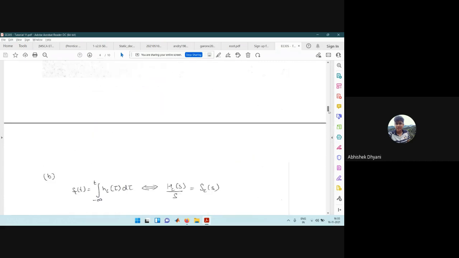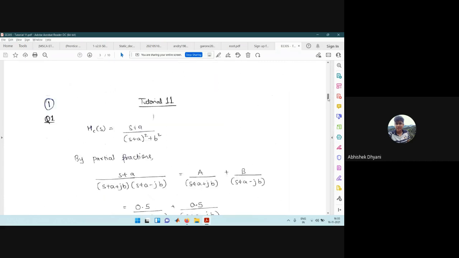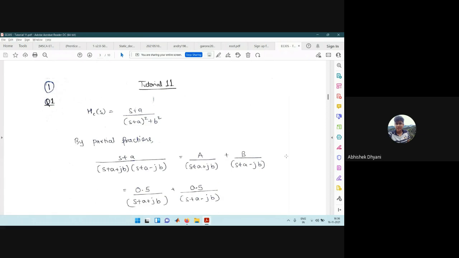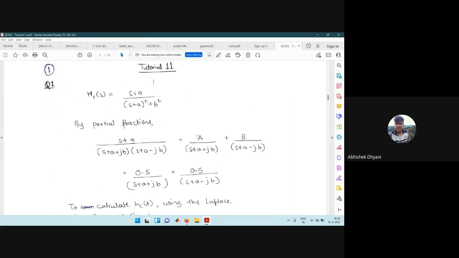So the solution is here. We have this HC(s) given to us, and we will apply partial fractions. On doing so, we can decompose it into these two parts, each part having a single root or a single pole. So these two parts we will get, and we can find out A and B using the partial fractions method. When you find that out, you will see that both of them are actually 0.5.